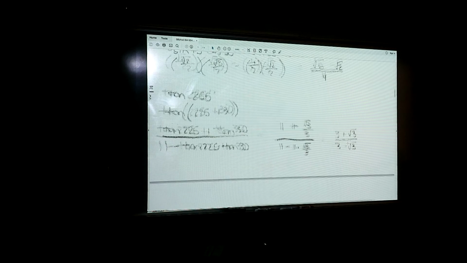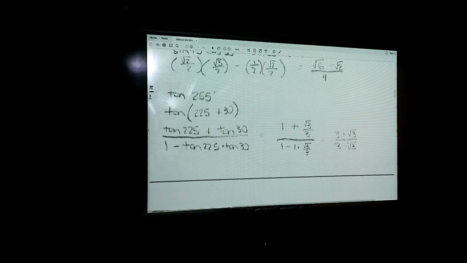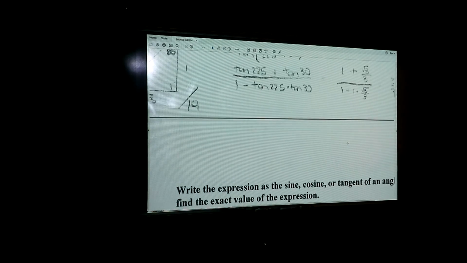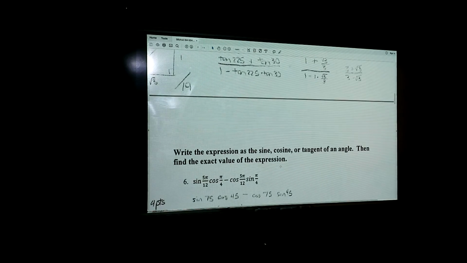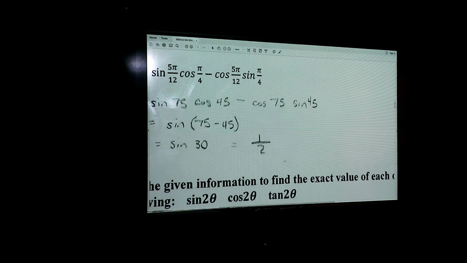But some people were going way overboard. They were trying to do some weird fancy stuff. You didn't have to. All right, next page. All right, next page here.